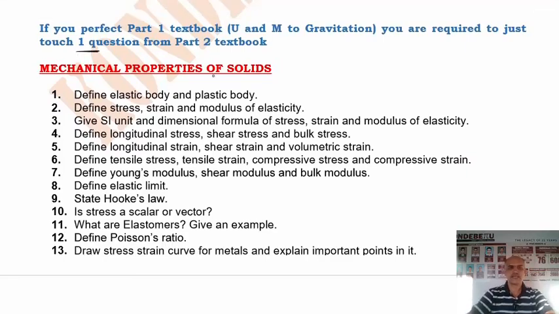ಎರಡೂನ ಕಂಬೈನ್ ಮಾಡಿ ಇಟ್ಟೇನೆ. ಫಸ್ಟ್ ಟಾಪಿಕ್ ತಗೊಂಡ್ರೆ ಮೆಕ್ಯಾನಿಕಲ್ ಪ್ರಾಪರ್ಟೀಸ್ ಆಫ್ ಸಾಲಿಡ್ಸ್. So hardly there are 9 definitions, 3 in stress, 3 in strain and 3 in modulus of elasticity. So you go through all those 9 definitions. Other than that, what is elastic limit, Hooke's law, Poisson's ratio, stress strain curve. If you go through these, it's more than sufficient, you will be able to touch.